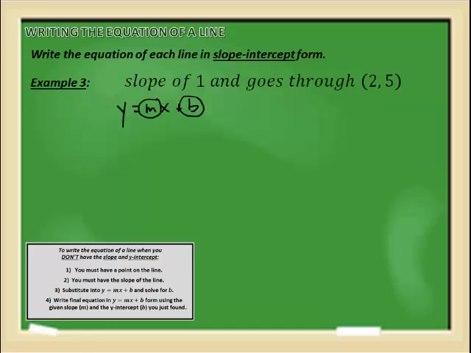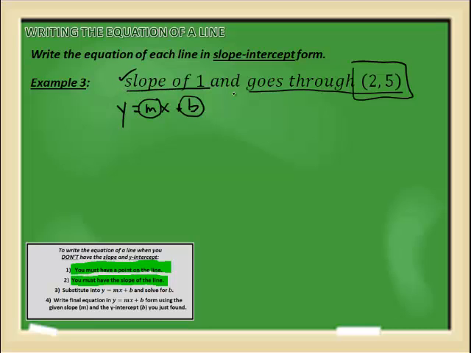So if you'll remember, we have to have a point on the line. Well, if I look, it says it goes through the point (2, 5). So there's my point that's on the line. It also says I have to have the slope of the line. Well, I've given you the slope of the line. The slope is 1.